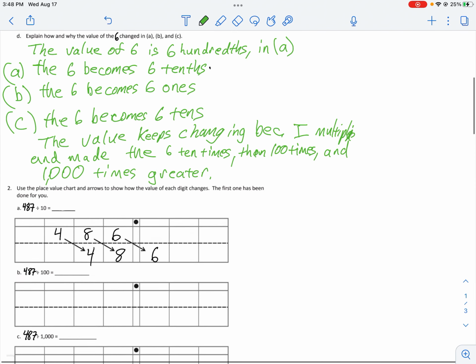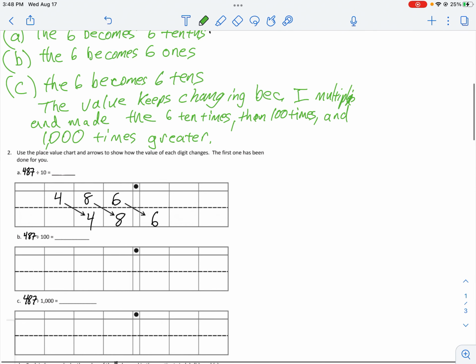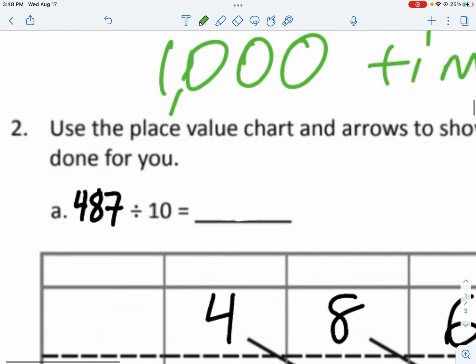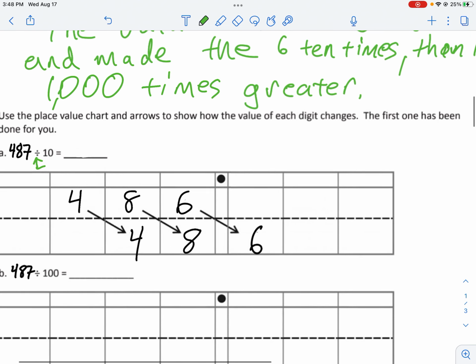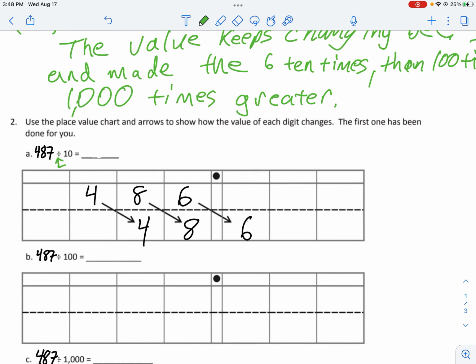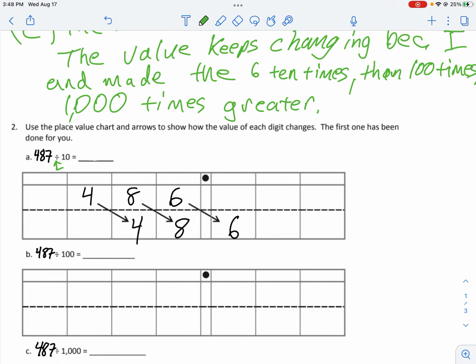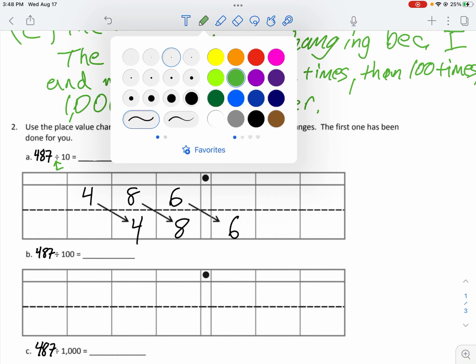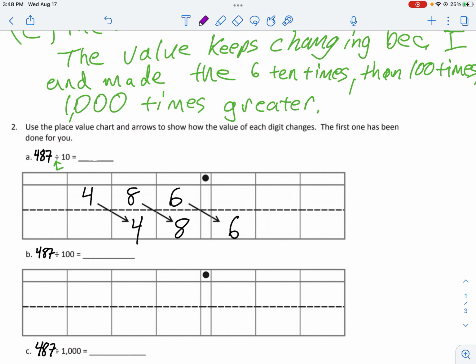On the next problem, we're going to focus on division. So we're dividing by 10, and as you can see, as the setup is already there, we actually move over 1 space. Now our new answer for 487 divided by 10 is 48 and 6/10.